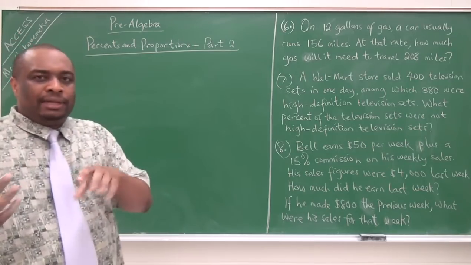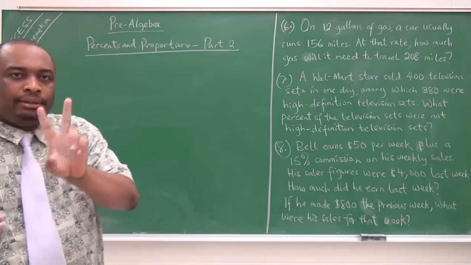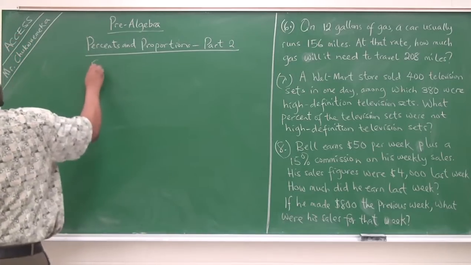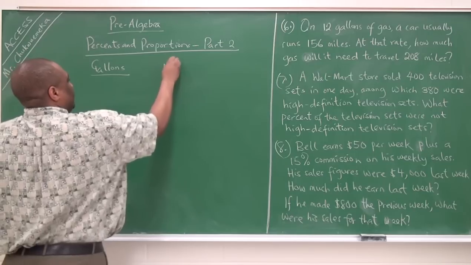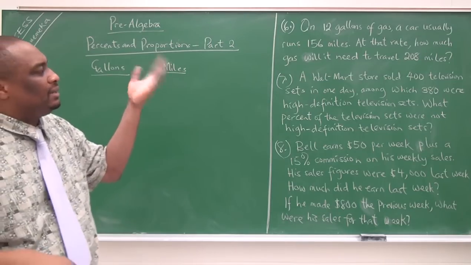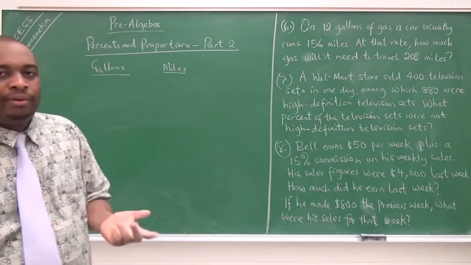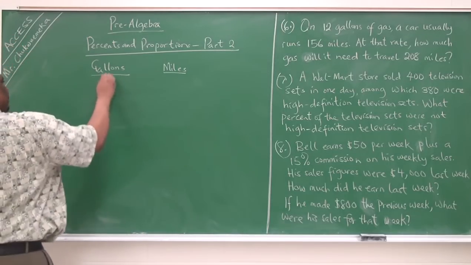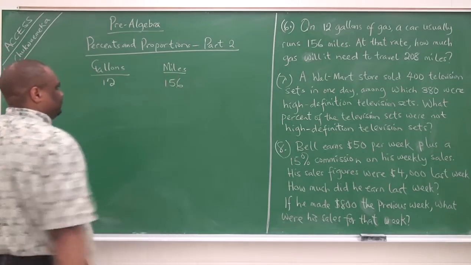So you ask yourself in this kind of question, what are the two main things they're talking about? They are talking about gallons of gas and miles. So you read the first sentence. On 12 gallons of gas, a car usually runs 156 miles. So what will I put under gallons? I put 12, and then under miles I write 156.